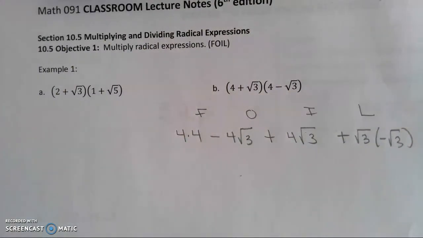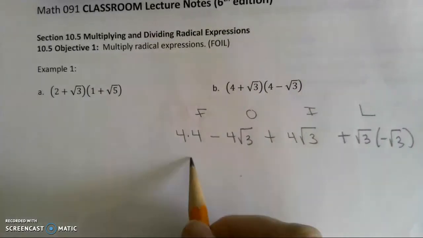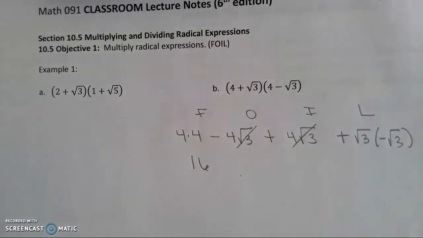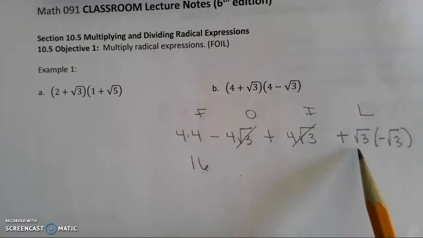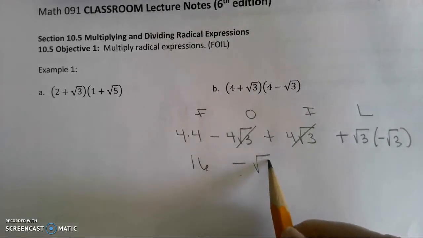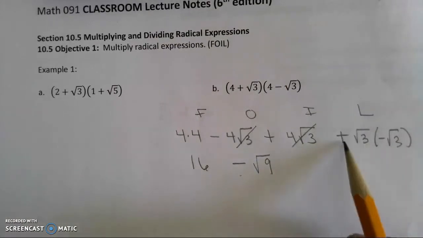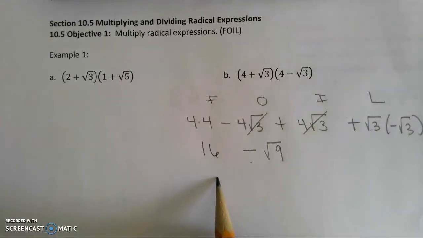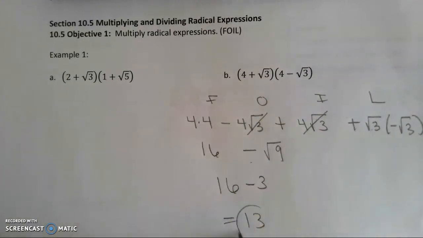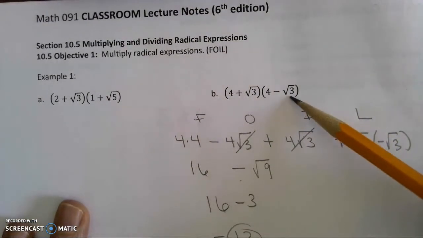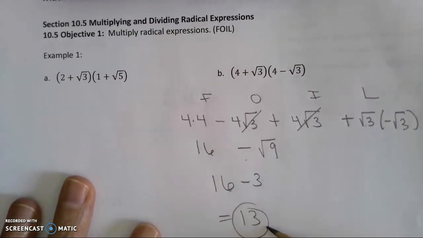Okay, so I'm going to go ahead and continue here. So 4 times 4 gives me 16. These actually subtract each other out. And for the last one, I get square root of 3 times negative square root of 3. That's negative square root of 9. So the negative goes on the outside, and I put these under the radical, which is the same thing as 3. So I get 16 minus 3, and that gives me 13. So one thing that's important in the next couple objectives here is whenever you multiply conjugates, you'll end up with something that does not have a radical.